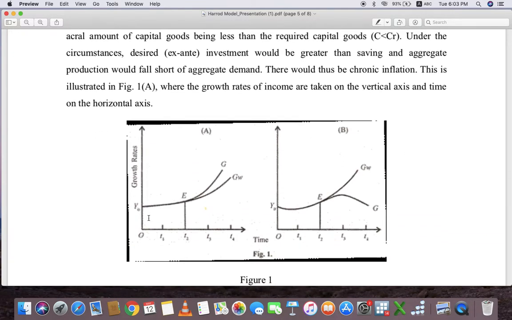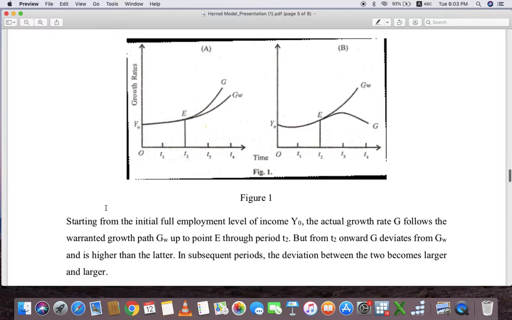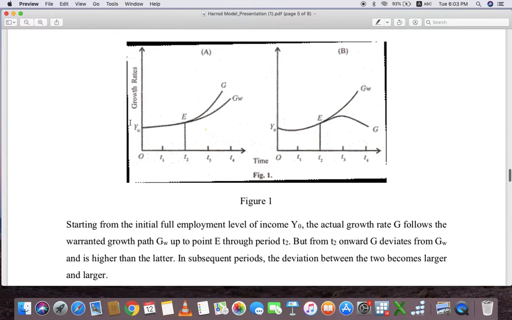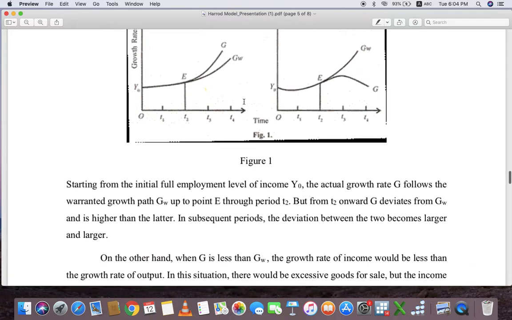Here, in panel A, income is taken on the vertical axis, growth rates of income, and time on the horizontal axis. So, starting from the initial full employment level of income Y0, actual growth rate G follows the warranted growth path up to point E, where the time period is T2, but from T2 onwards G deviates from GW and becomes higher than GW, and in the subsequent periods deviations between these two become larger and larger. The actual growth path never comes back to the warranted growth path.